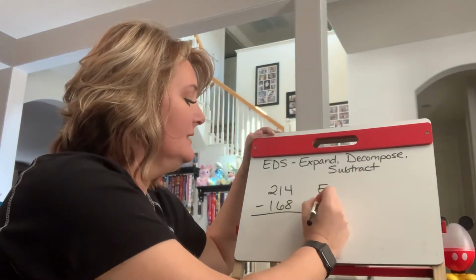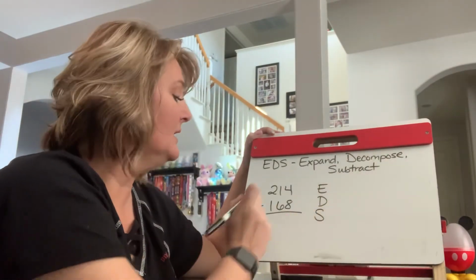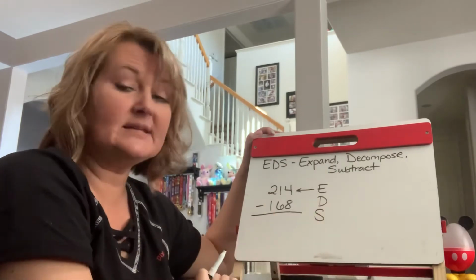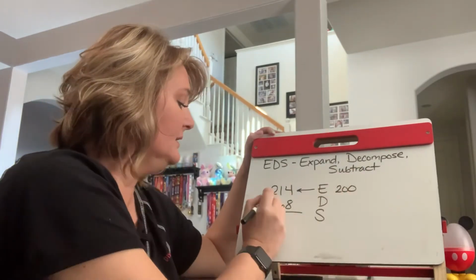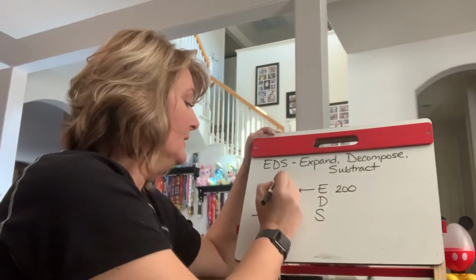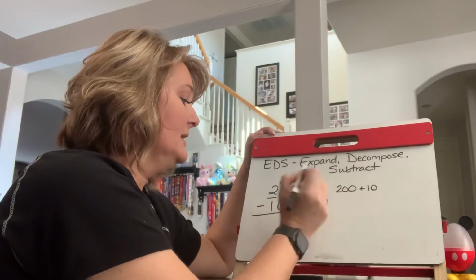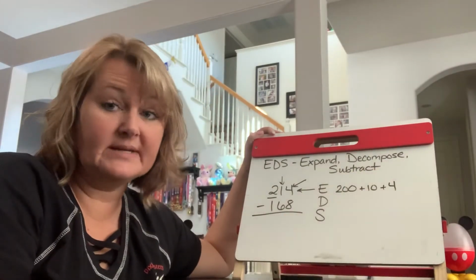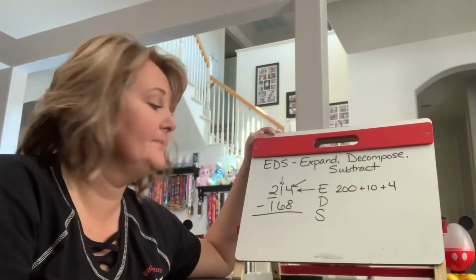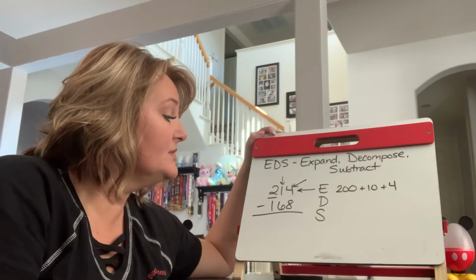So again, EDS: expand, decompose, and subtract. So we're going to expand that top number. This time we're going to have 200, our hundreds place. Then we're going to move to our 10s, plus 10, and last but not least, our 1s. So 200 plus 10 plus 4 is the expanded form for 214. They equal each other. Now we're going to move to decomposing.